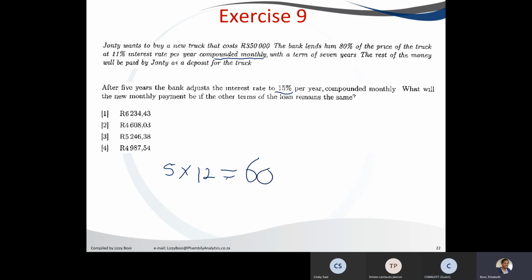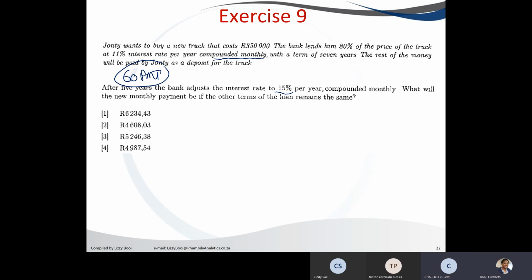So now we know that after 60 payments, so this will be 60 payments. After 60 payments, what will be the balance? So you need to go to your amort. I don't know where you are on your calculator, so we need to put in 60 and press enter, down arrow. Oh, sorry, my bad. Amort.